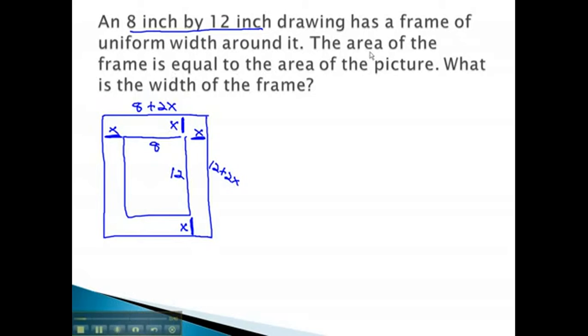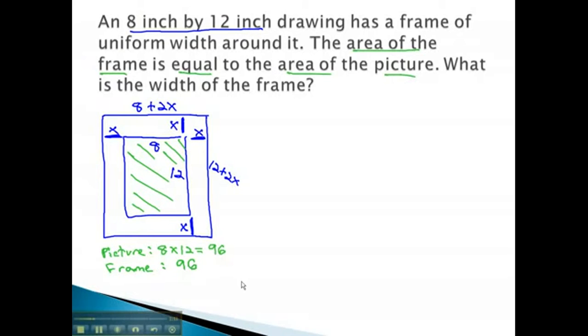We are told that the area of the frame is equal to the area of the picture. We'll have to do a little work to find out what this will be. The picture itself is an 8 by 12 rectangle. 8 times 12 is equal to 96. The picture has an area of 96, which means the frame, being the same, must also have an area of 96.